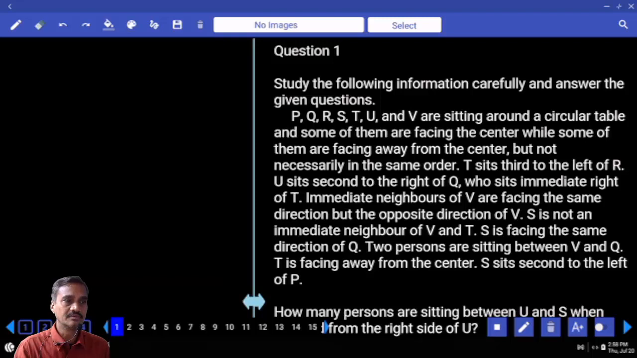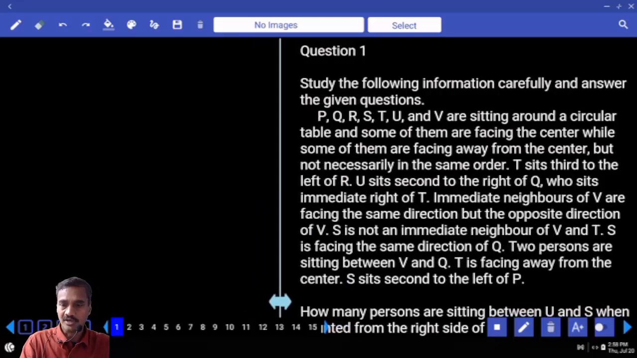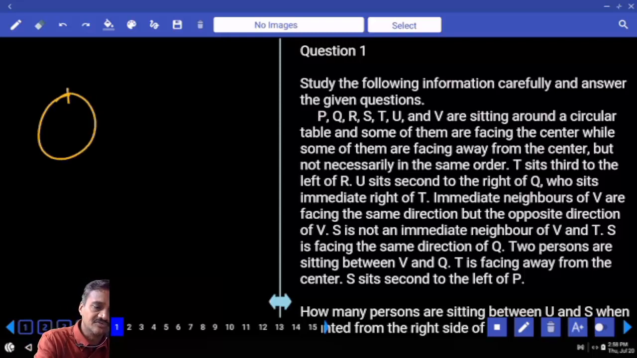Then next one, now PO prelim. Now here, how many persons are there? Only 7 persons. 7 persons seated around a circular table, and some of them are facing the center and some of them are away from the center, isn't it? Now 7 persons inward and outward were given, isn't it?